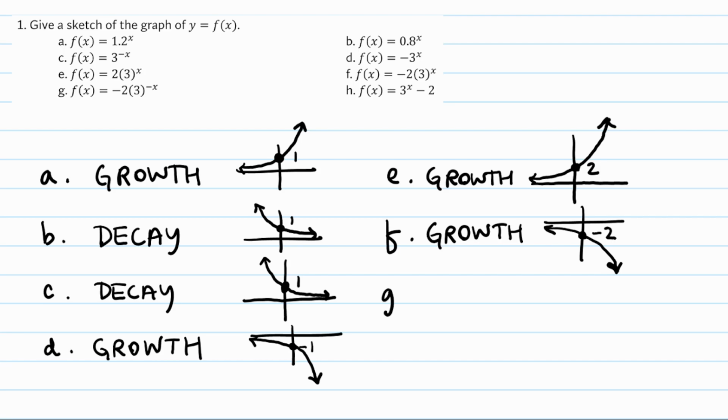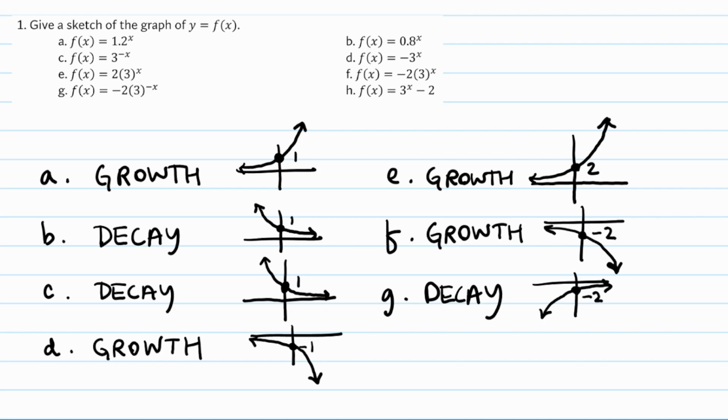For G, I'm seeing negative 2 times 3 to the negative x. That's going to be decay, but in the negative direction. So draw it like this. It's going to be decay towards 0 from the negative direction. And again, y-intercept of negative 2, because if I plug in x equals 0 here, I'll take 3 to the 0 first before multiplication by negative 2, because of PEMDAS.